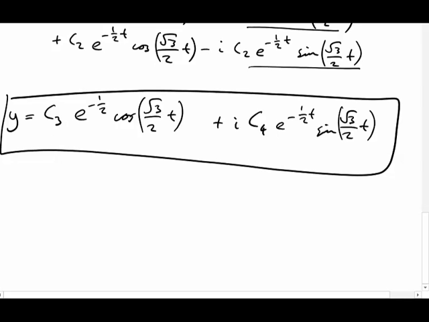And actually, I could go a little bit further and take out e to the half t or whatever. But to be honest with you, I'm not really that interested in doing that. Leaving it like that is absolutely fine.